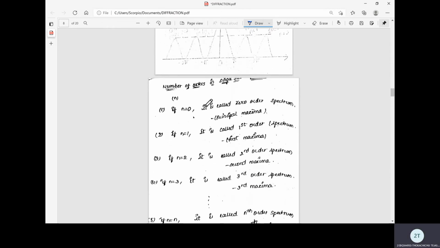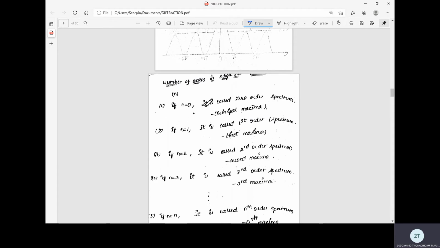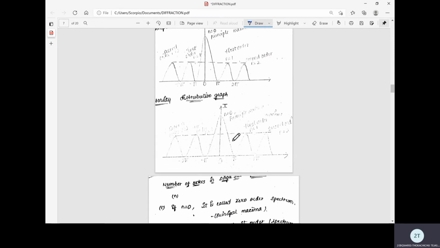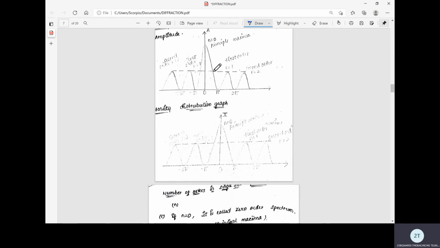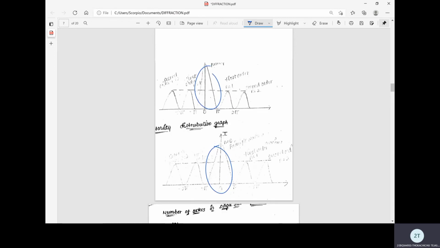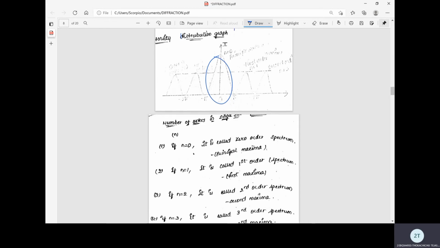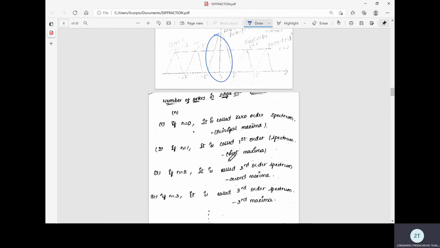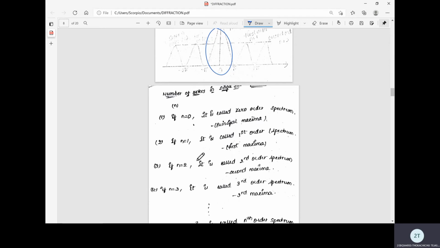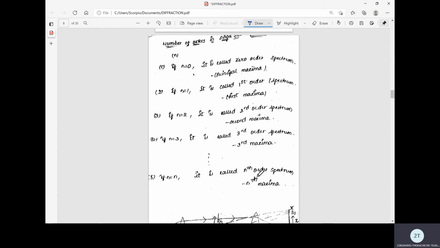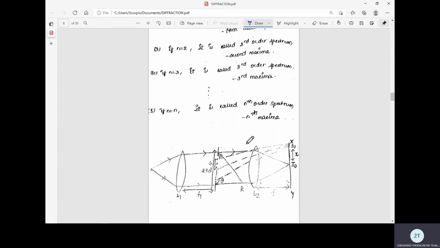Now, the number of orders in this single slit experiment, that is for different values of n. If n equals 0, it is called the zero order spectrum. That is, this spectrum is nothing but this graph. So if n equals 0, the graph only contains this middle lobe, the principal maxima. For n equal to 1, it contains this middle lobe and this part. So as per the different orders of this experiment, that is values of n, the graph extends respectively. So for n equal to n, it is called the nth order spectrum, likewise.